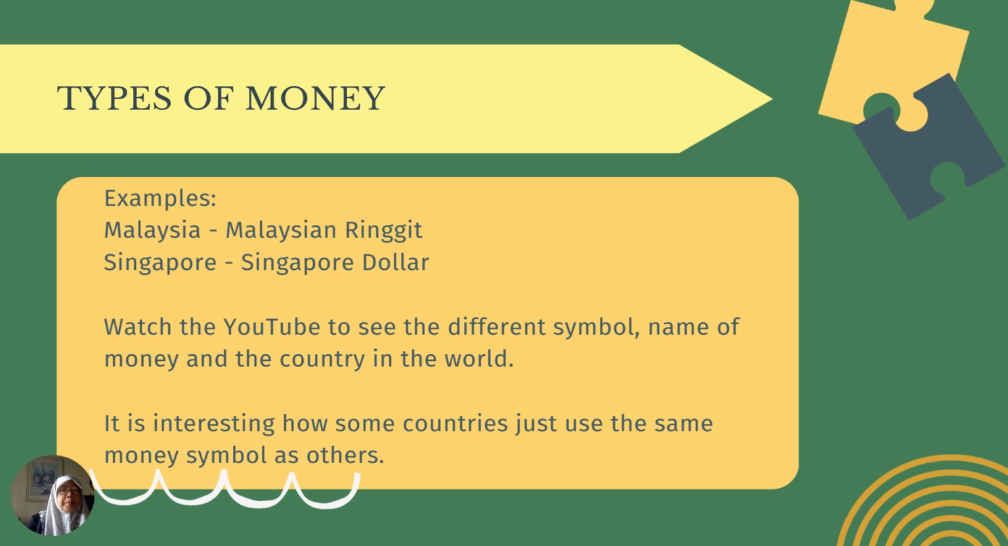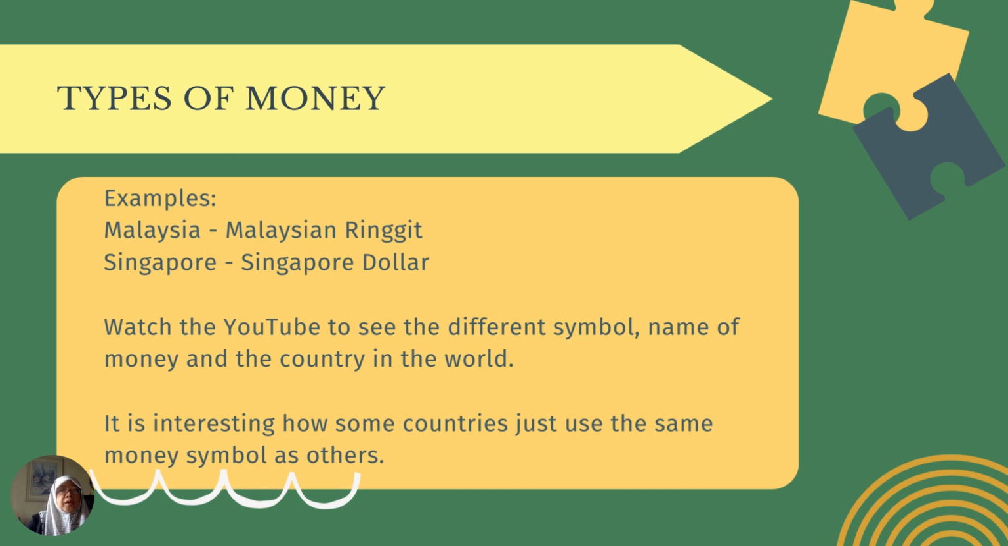All right, let's look at types of money. In Malaysia, for example, we use the Malaysian ringgit, and if you go to Singapore, you have to use the Singapore dollar. If you go to Brunei, you have to use the Brunei dollar. If you go to other countries, they have different names for their currency.